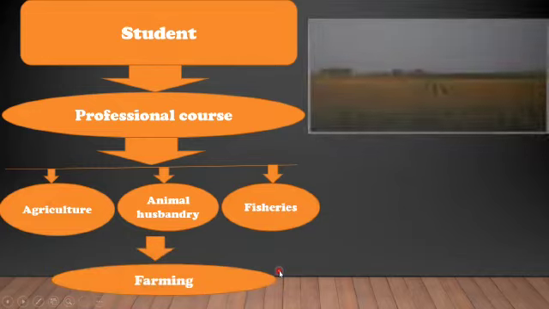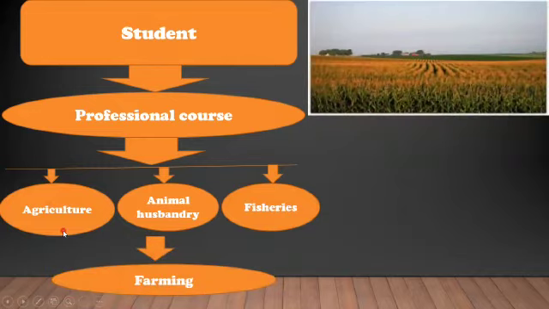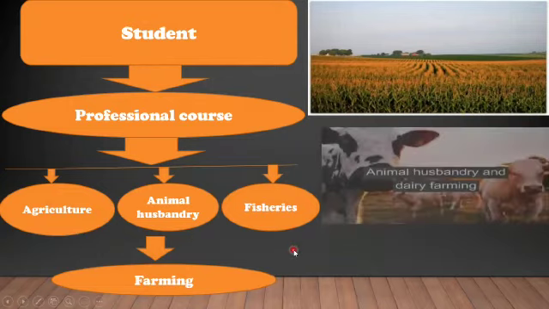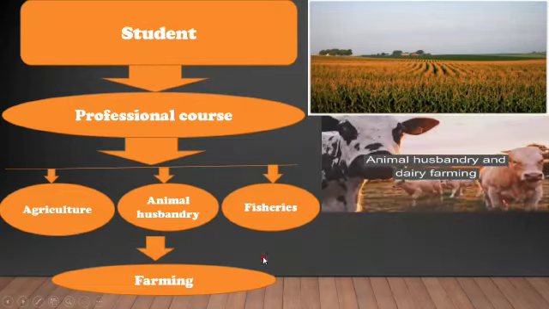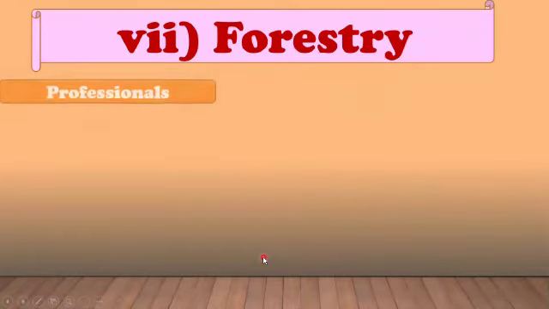So what three fields? Agriculture, animal husbandry, and fisheries. If a student has the knowledge of these three, he can go towards farming. Okay, the next career is forestry.